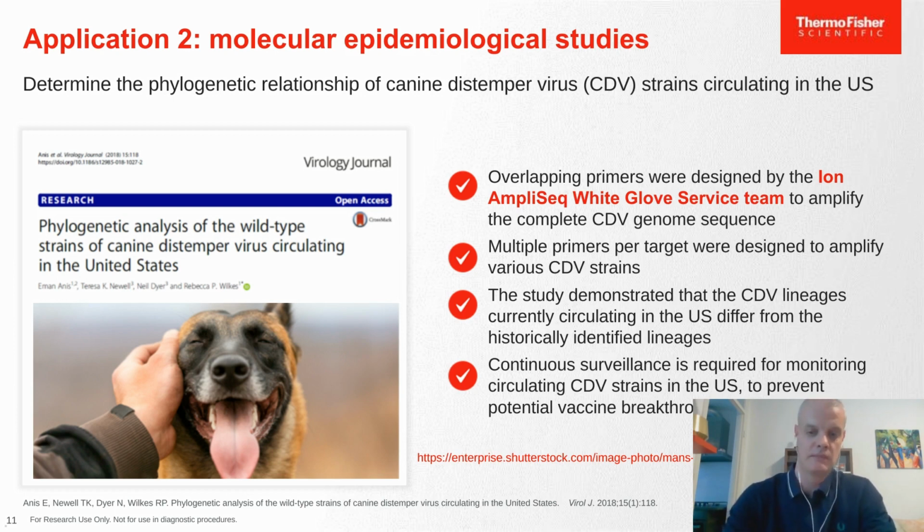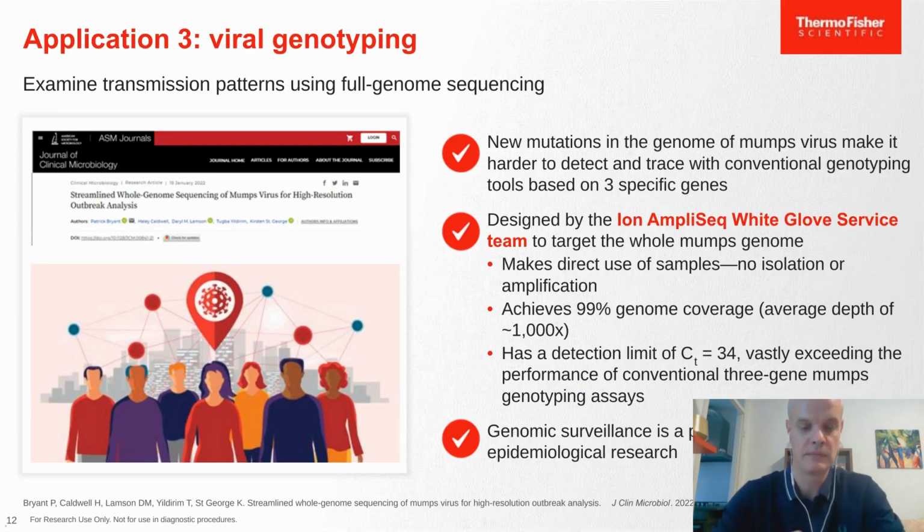And again, the bottom line in this paper was that continuous surveillance is required for monitoring this particular virus in the US, because it came up as something different that was not seen before, as it often happens for humans as well. And so to prevent potential vaccine breakthrough, when the pathogen can just find an escape way through our immune defense system. Last application, and then I'm almost done, is viral genotyping.